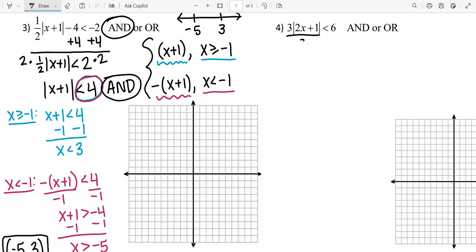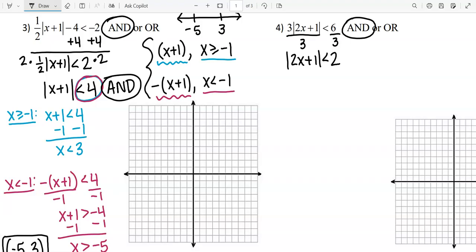Divide by 3. So I have the absolute value of 2x plus 1 is less than 2. Is this an "and" or an "or"? And, because it's less than. Notice I didn't do that until I got my bars by themselves. The second I got the bars by themselves, I circled what it is. So make sure we're doing that.